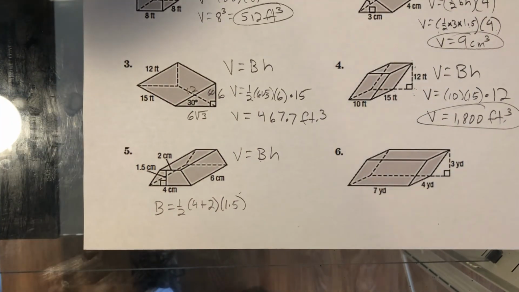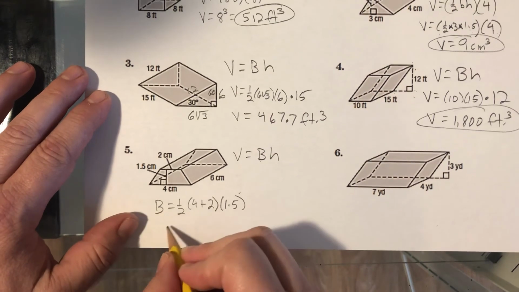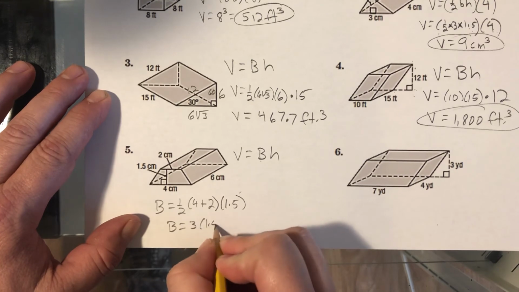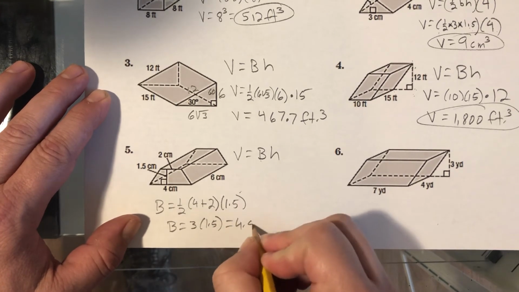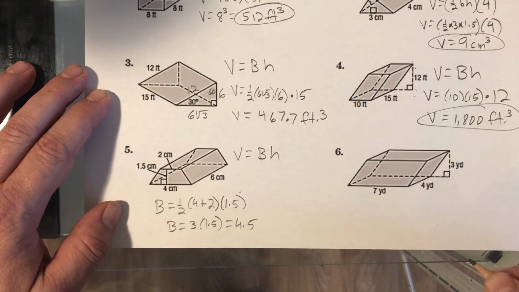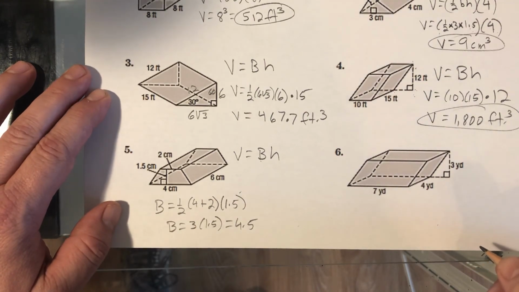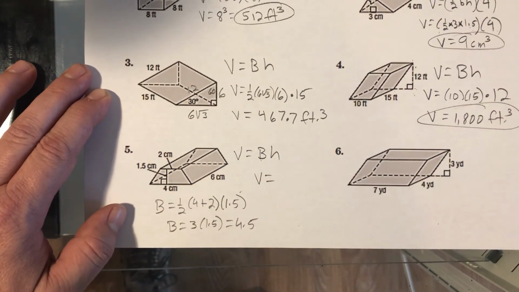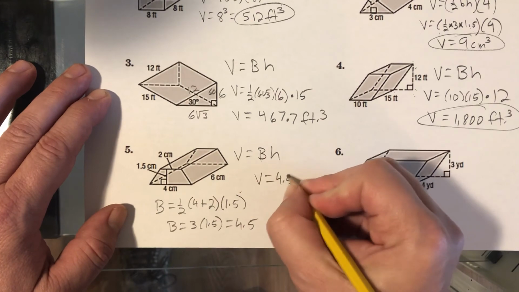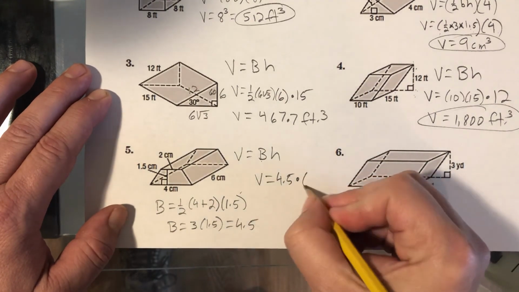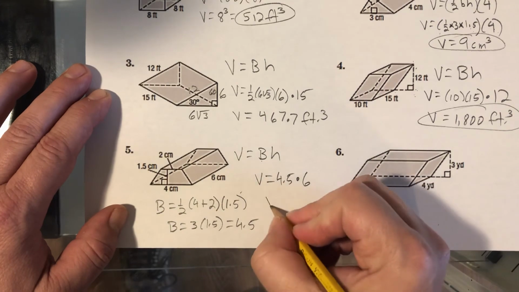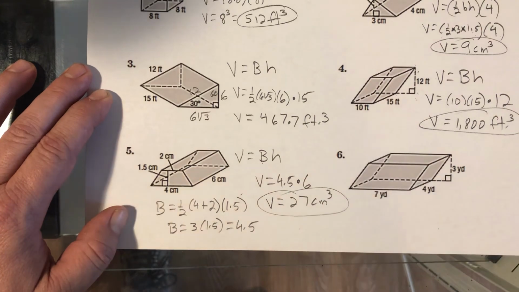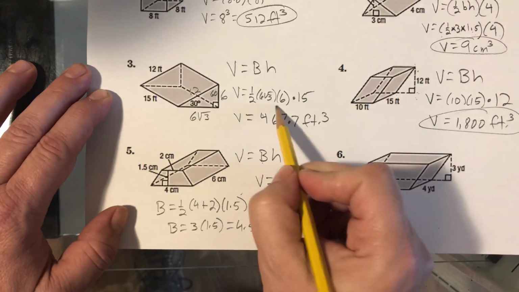When we multiply all that on out, the area of the base is going to be 1/2 of 6, which is 3, times 1.5. So the area of the base is going to be 4.5 centimeters squared, okay? So the volume of this trapezoidal prism is going to be equal to the area of the base, which is 4.5, times the height, which is 6. And when we multiply all that on out, the volume is going to be 27 cubic centimeters. There you go. All right, and this one up here, I'm going to circle.